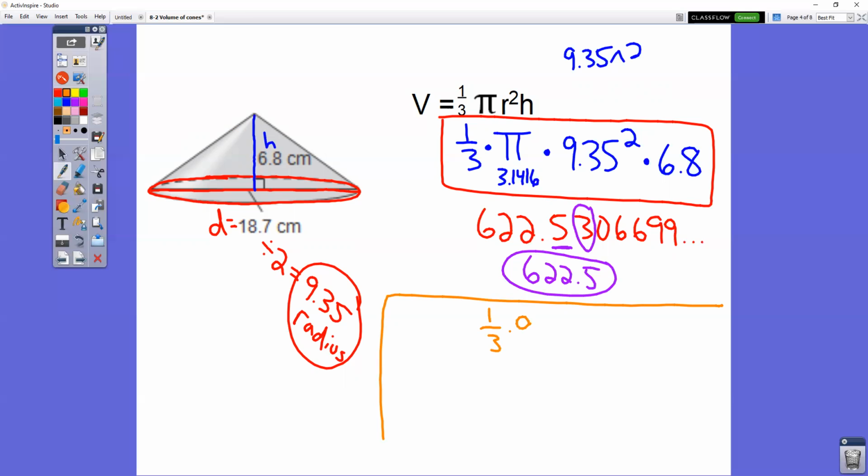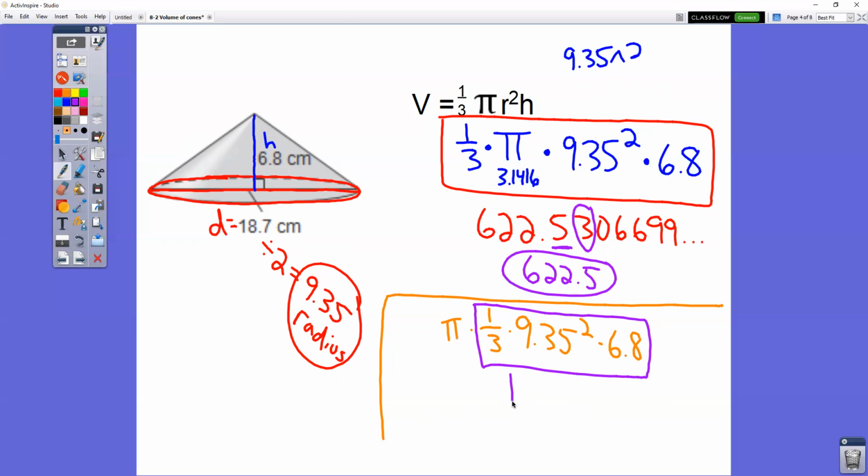For a question that we're going to leave in terms of pi, you're still going to have your 1/3. You're still going to multiply by your 9.35 squared, which is your radius squared. You're still going to multiply by your height, which is 6.8. And remember, that pi symbol, we're just going to stick at the end. We're still multiplying the whole thing by pi in our formula, but we're just going to stick that symbol at the end. So what you're going to type into your calculator is this: 1/3 times 9.35 squared times 6.8.